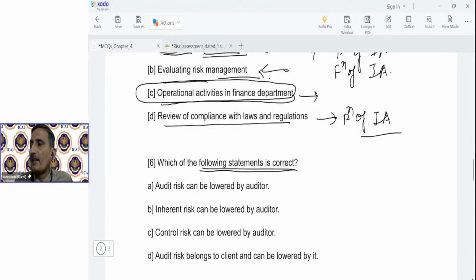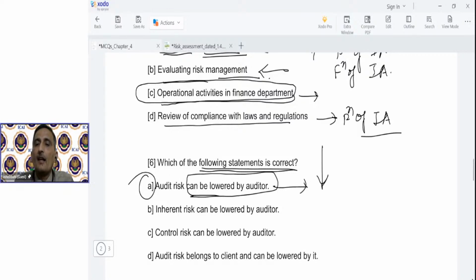Some have come. So the answer is A. This is correct. Audit risk can be lowered by the auditor. I had told you in the beginning of the chapter that the auditor plans the audit so as to lower his audit risk. Okay. Inherent risk, auditor has got no control, because this risk belongs to the company.